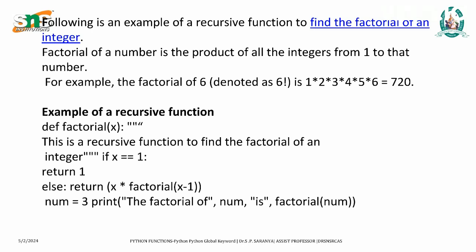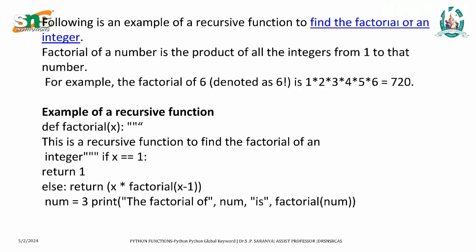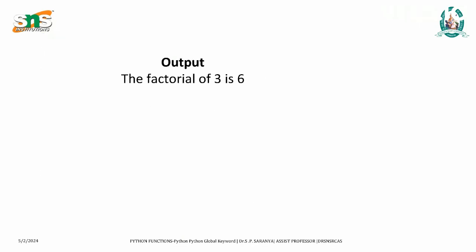This is the example I have given here: the factorial representation. The definition of factorial is nested in itself. It calculates the factorial: if x is equal to 1, the return value is 1. So with num equal to 3, we print the factorial of num. The output we get is that the factorial of 3 is 6.